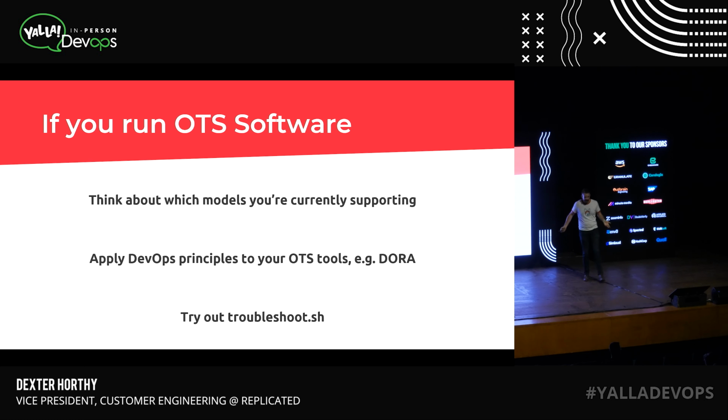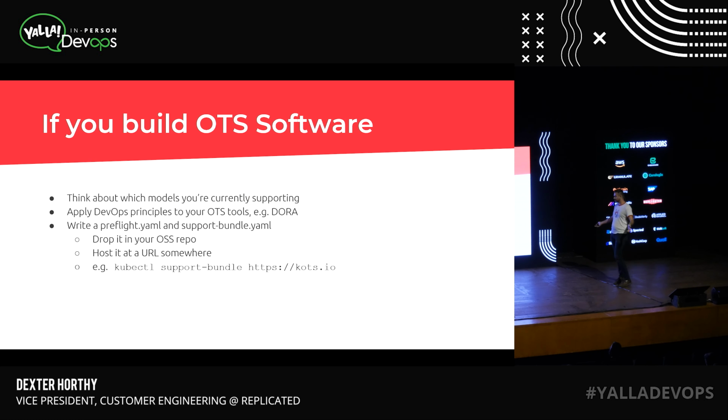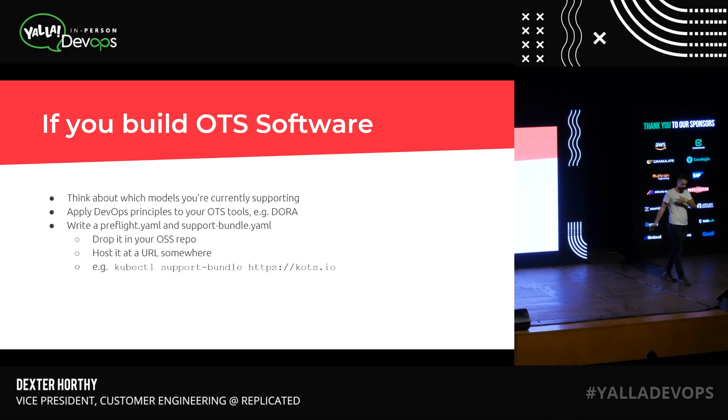You can try out troubleshoot.sh. If you write a spec for an open source project, you can contribute it back to the maintainer. And if you build off-the-shelf software, again, think about which models you're using. Apply DevOps to how you ship into other people's data centers, and give this a shot. We'll be hanging out at the booth. Would love to chat more. You can host your spec at a URL somewhere. Doesn't have to be in GitHub or in a repo.